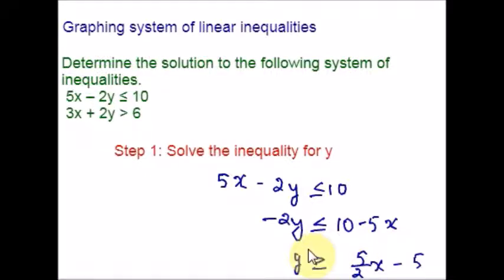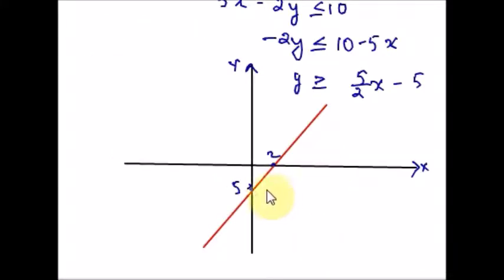We have rewritten the inequality in terms of y. Now you have to graph the boundary line for the inequality. Please notice that in this inequality we have an equal to sign, not just greater than. So it should be a solid line when graphing. This graph is not up to scale. This is just a rough graph. You'll get a graph line like this.